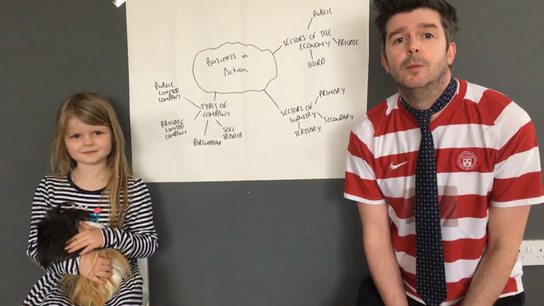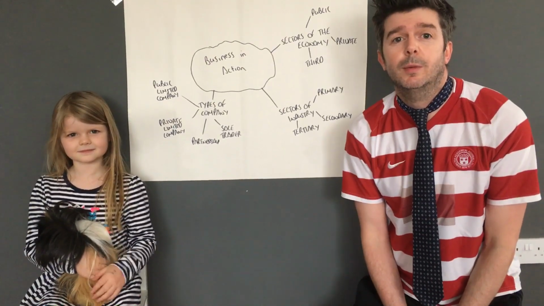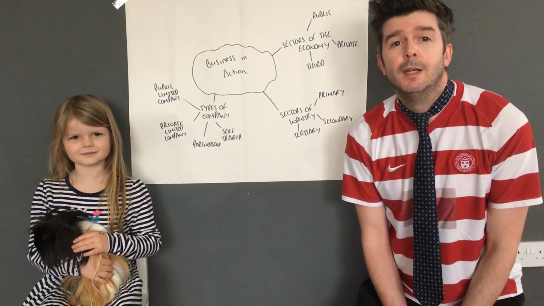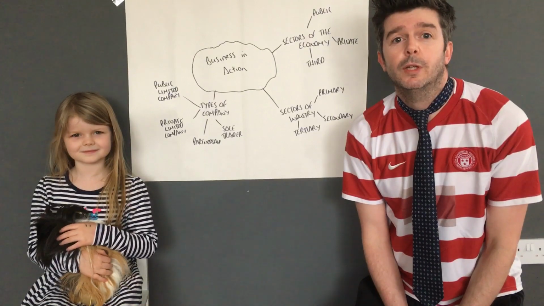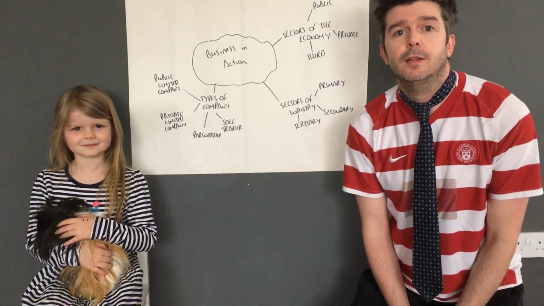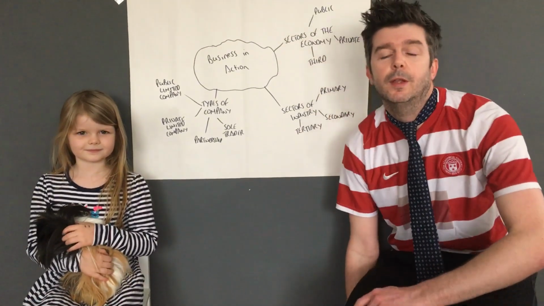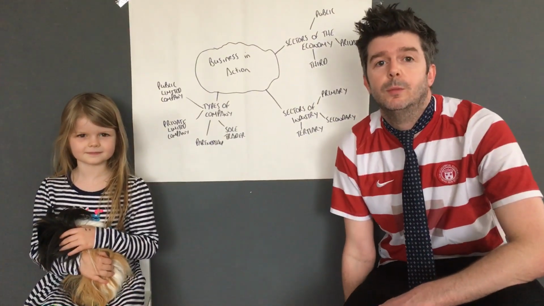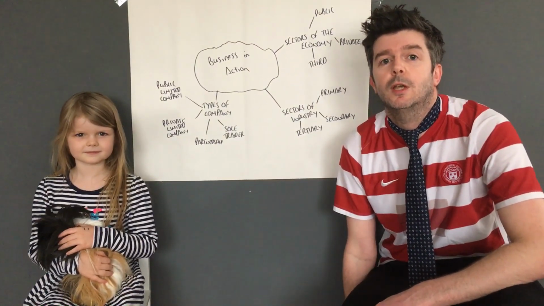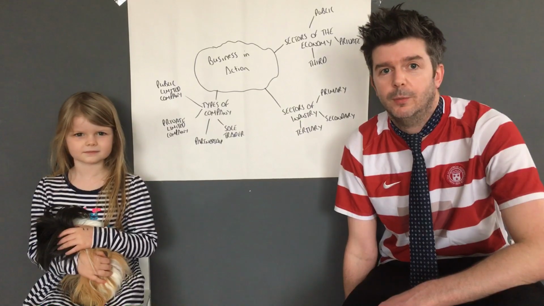The second type of company you'll come across are private sector businesses, whose main aim is making a profit, for example Greggs. And under private sector you'll have four different types of companies: sole traders, partnerships, public limited companies and private limited companies.